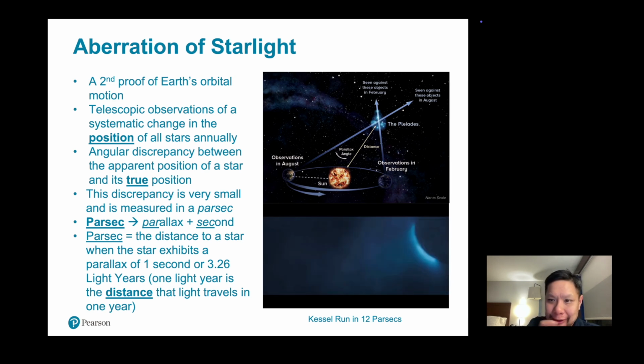So the thing that you really should know is that a parsec is a distance, and so is a light year. Don't get confused because it has the word second, as if that means it's a time, or because it says light year, which means a time. It's not. Those are both distances. Okay.